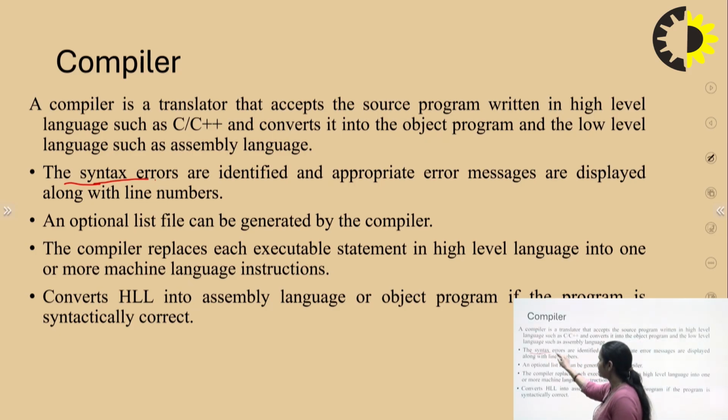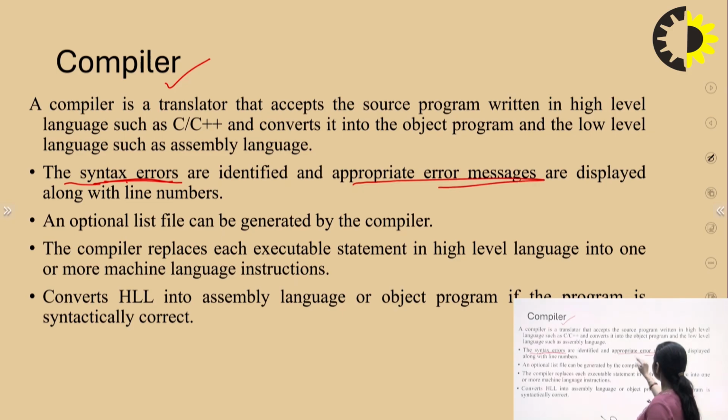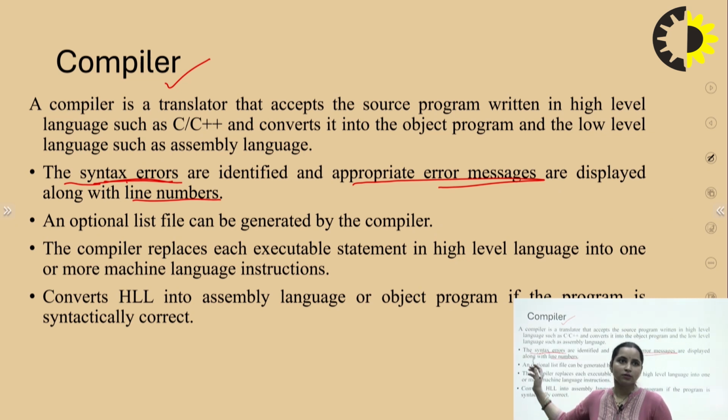First of all, syntax errors in compilation, right? In compilation, syntax errors are identified and appropriate error messages are displayed along with the line number. You have seen whenever you are doing a C program and you are doing compilation, at that time you get errors. And what are those errors? Those errors are your syntax errors. The error message is generated by the compiler, with the line number also, right?